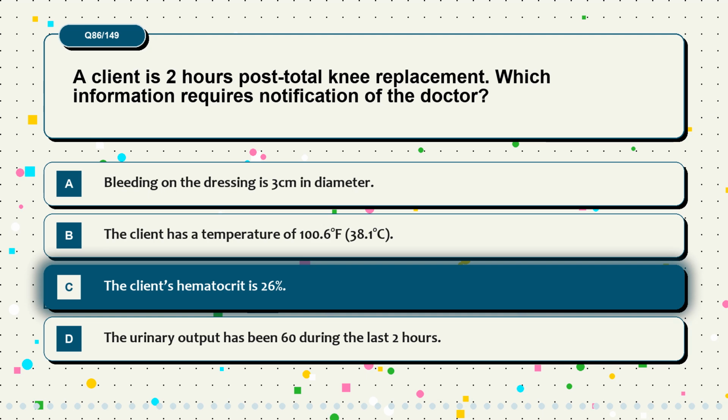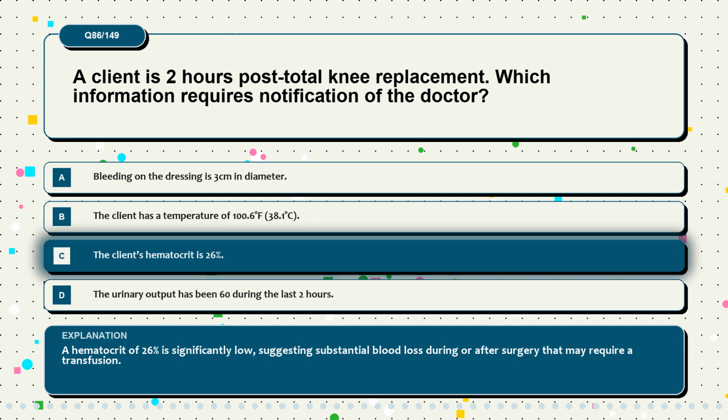The correct answer is option C. The client's hematocrit is 26%. A hematocrit of 26% is significantly low, suggesting substantial blood loss during or after surgery that may require a transfusion.